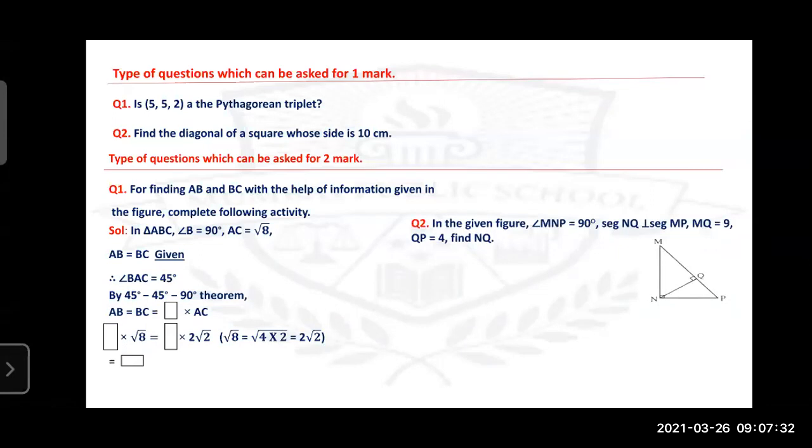Here we apply the 45, 45, 90 theorem. As we know, the side opposite to 45 degrees is equal to 1 by root 2 times the hypotenuse. Then substitute all the values. Second question: in the given figure, angle N is equal to 90 degrees, and NQ is perpendicular to MP. MQ is given, then apply NQ square is equal to MQ into QP, that is the geometric mean theorem.